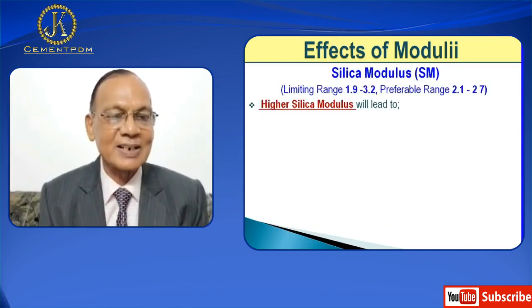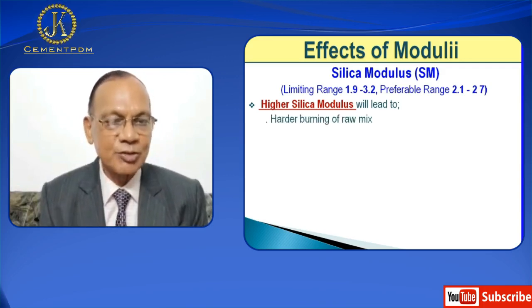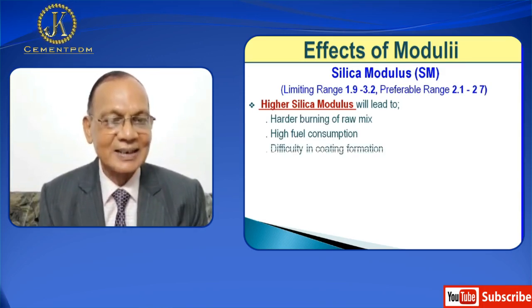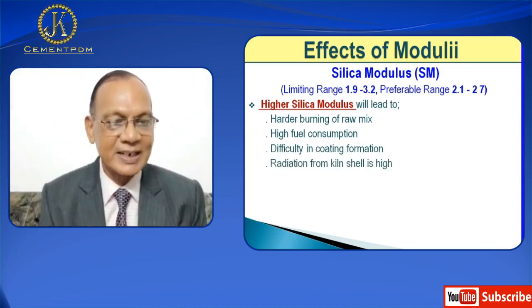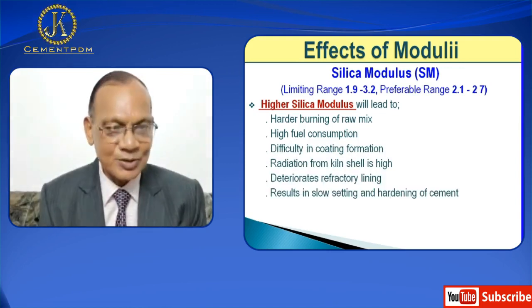Higher silica modulus results in harder burning of raw mix, high fuel consumption, difficulty in coating formation, high radiation from the kiln shell, and the refractory lining gets deteriorated. It also results in slow setting and hardening of cement, and high free lime is also noticed.